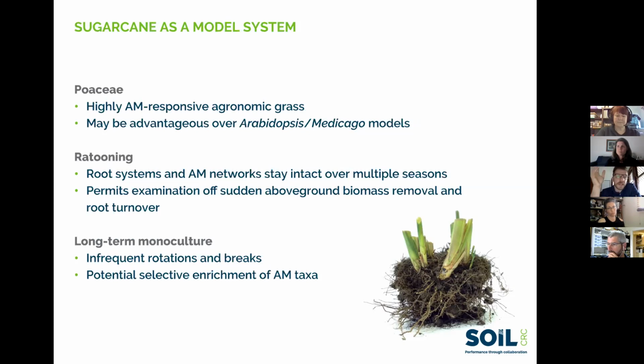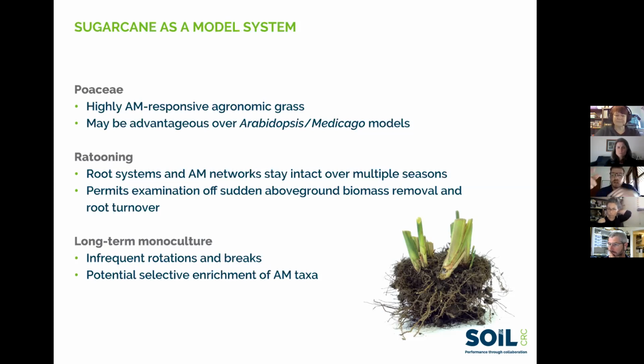Sugarcane is from the Poaceae. It's a highly responsive agronomic grass, and typically to study mycorrhiza, we'll use model plants such as Arabidopsis, which is non-mycorrhizal, or Medicago, which is mycorrhizal, and we'll try to tease out mechanistic effects in these model plant species. But it's very hard to draw generalizations from those plants and bring those conclusions into the field. So I think studying sugarcane in the field is putting us ahead of the game.